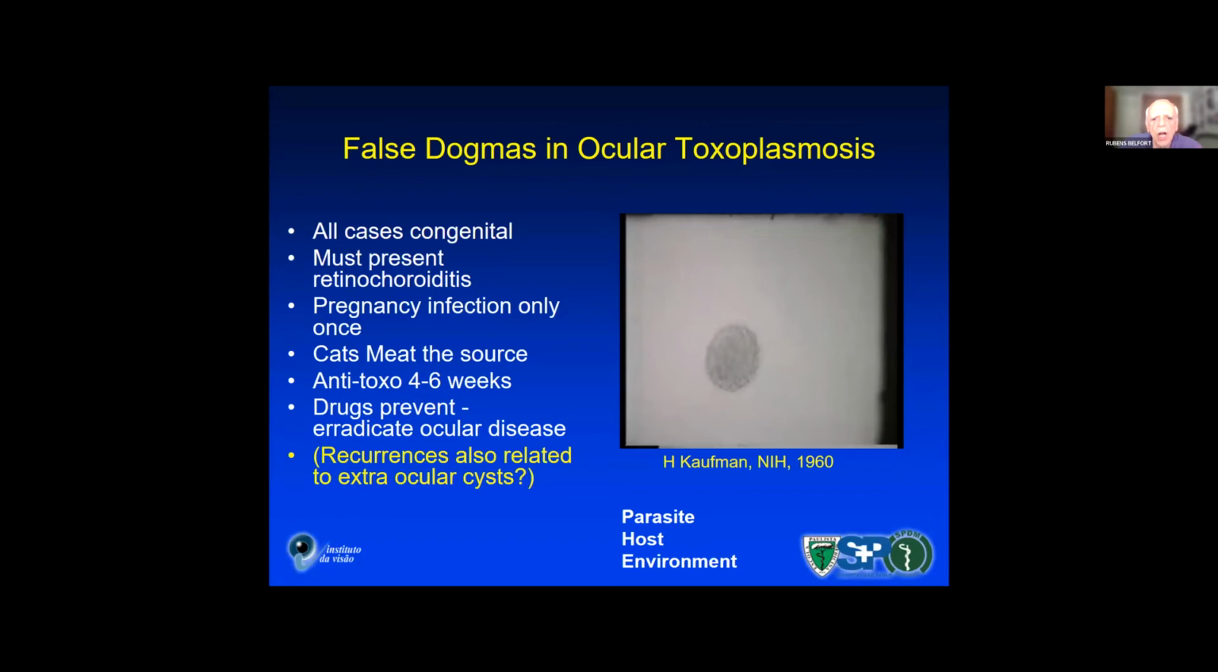Well, there's some false dogmas in toxoplasmosis that I think are very important to understand. In the last decades, we have learned that it's not true that our cases are congenital. It's not true that they must present retinochoroiditis. We have learned that pregnant women can transmit the disease sometimes for more than one fetus. We have learned that cats and meat are not the only source of the disease. And very specifically, anti-toxoplasma treatment should not be given just for 4 to 6 weeks.